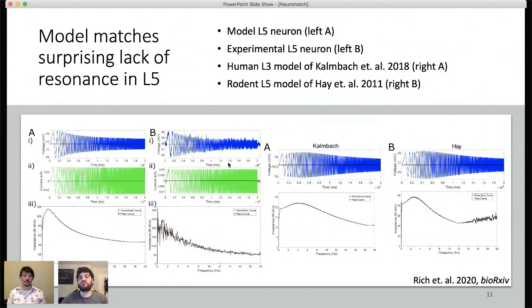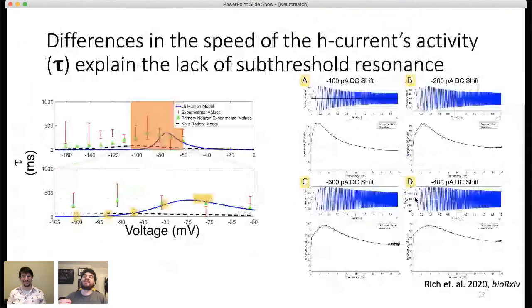So again, compare that to these two neuron models I show on the right. This model from Kalmbach et al. is of human deep layer 3. This model of Hay et al. is from rodent layer 5. Both of these do exhibit clear subthreshold resonance, by this hump and by these peaks. So we asked ourselves, what's the main difference between these models that might be leading to this? Well, obviously, it's the H current. And in particular, it's that tau value. The fact that the tau value in the human H current model is larger by almost an order of magnitude, by a factor of 10, than the maximum that's seen in the Cole model.